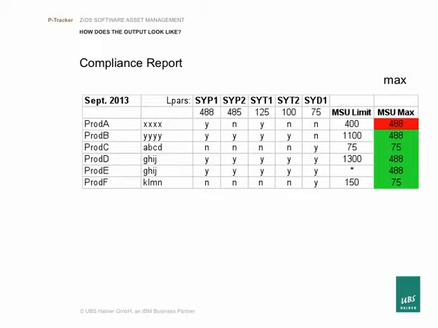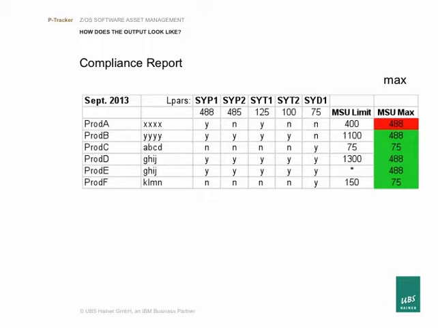See Product A? It was executed on the 1st and 3rd LPAR, presumably Production 1 and Test 1. The max is 488. Too much because only 400 are allowed, hence red. Product B, second line, largest execution LPAR, delivered 488 MSUs. That's okay, green. Compliant, because 1,100 are allowed.